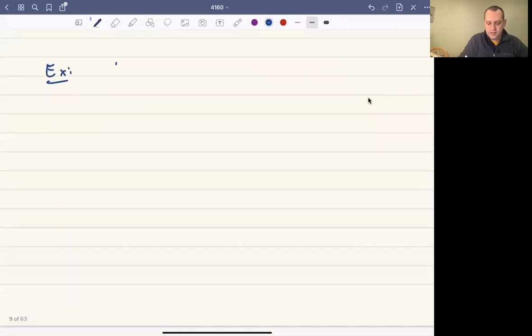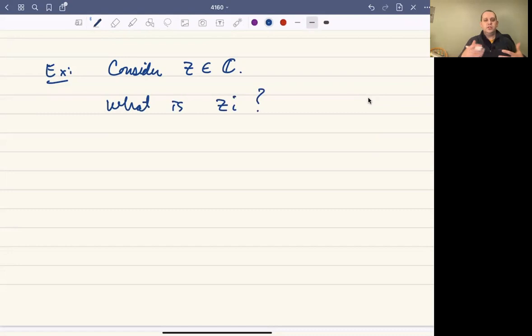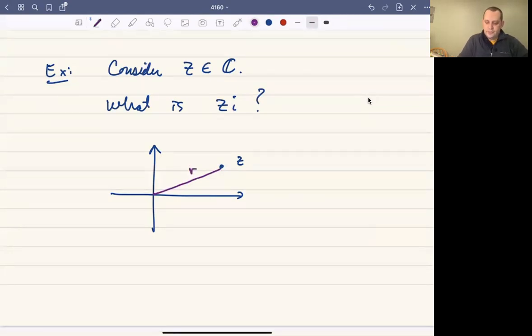Consider the complex number z. What is z multiplied by i? Let's think about what that means geometrically. You're going to take some value z, and it's going to be some distance away from the origin. We'll just call that r. So z could be r times cosine theta plus i sine theta. And think just geometrically, what does multiplying by i do?